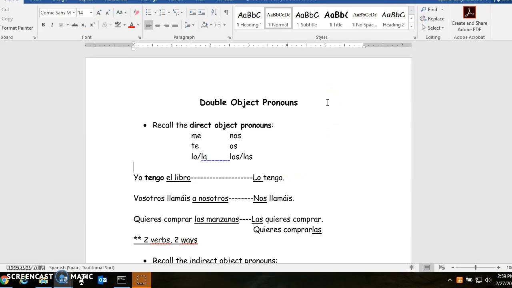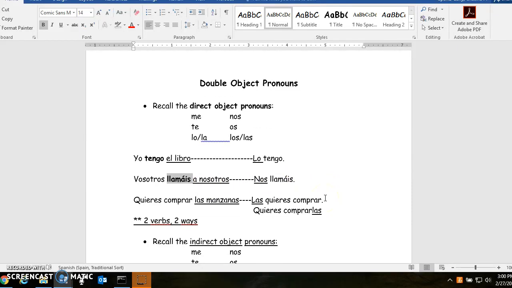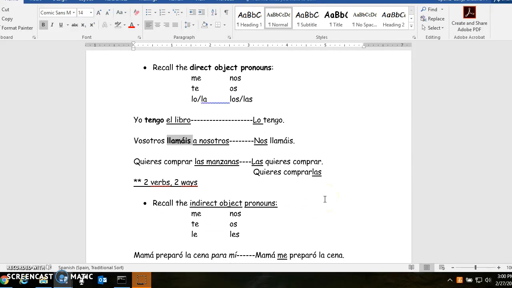Vosotros llamáis a nosotros. We have to find the verb. The verb is llamáis. Who do y'all call? What do y'all call? Y'all call us. Nosotros goes to nos. It goes in front of the verb. Nos llamáis.